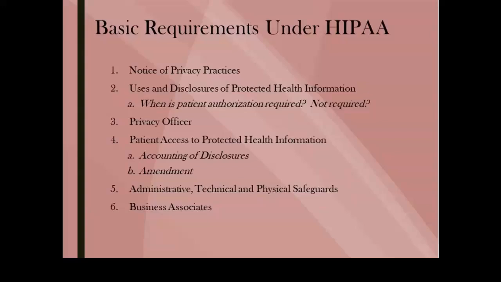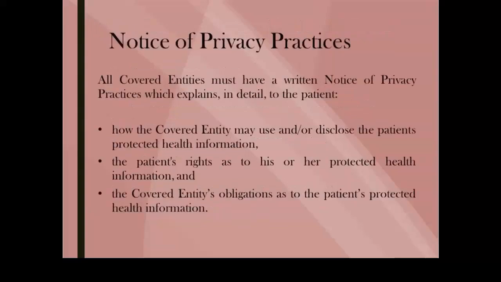And we're going to go through each one of these in more detail. Right now, I just want you, on this slide, to focus on the overview and the big picture. Okay, number 5, you have to have administrative, technical, and physical safeguards in place, and you have to have all your agreements in place with your business associates. So first and foremost, let's take a look at the notice of privacy practices in a little bit more depth.